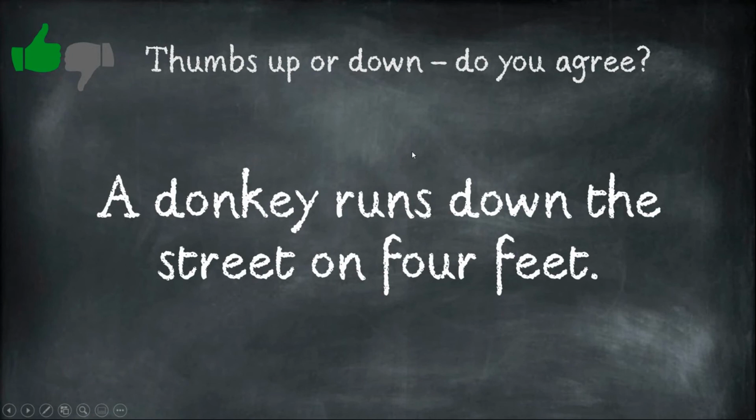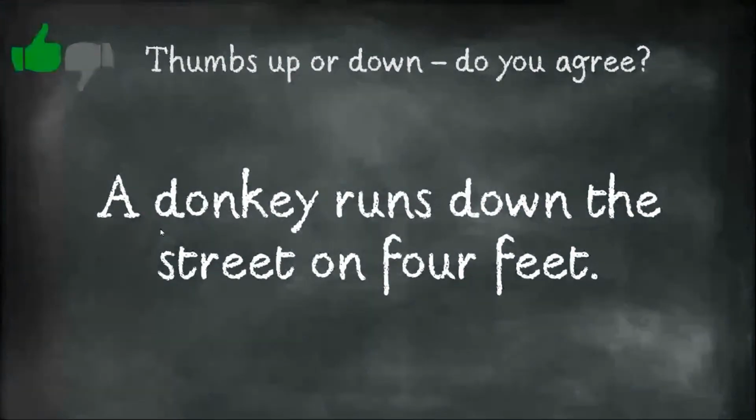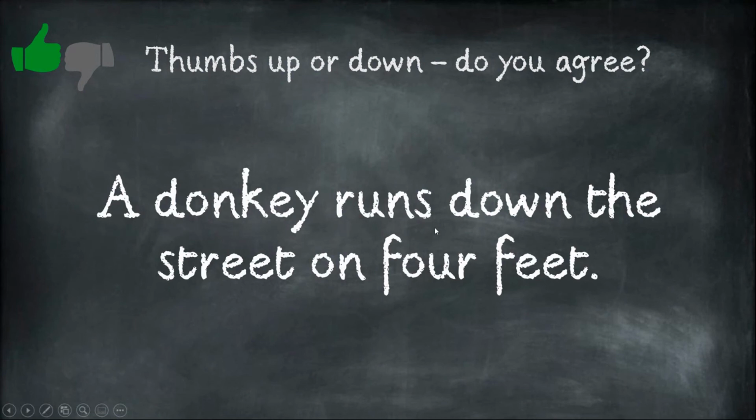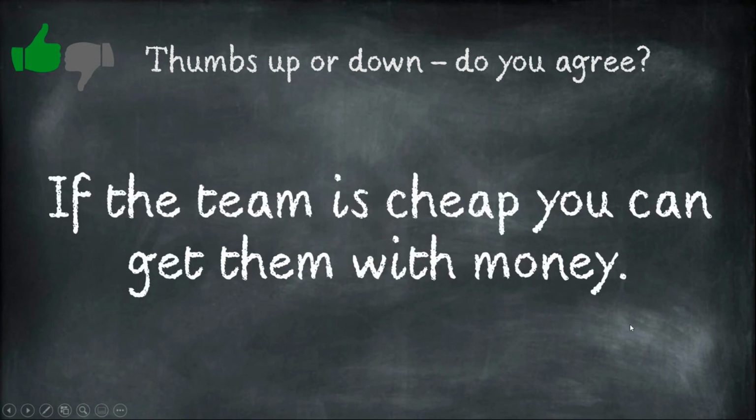I'd like you to read these sentences. Thumbs up or thumbs down, do you agree with that sentence? Let's read it together. A donkey runs down the street on 4 feet. Let's read it again. A donkey runs down the street on 4 feet. Well, does a donkey run down the street with 4 feet? Yes, a donkey has 4 feet, so that does make sense.